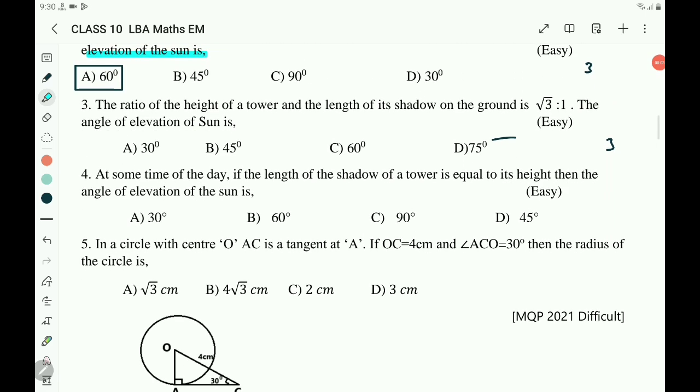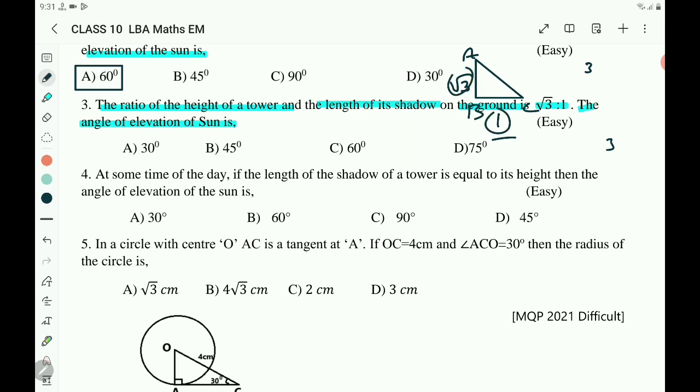Question number 3. The ratio of the height of a tower and the length of its shadow on the ground is root 3 is to 1. The angle of elevation of the sun is. Here the ratio is directly given. If you have a triangle ABC, the ratio of the height of the tower AB and the length of the shadow BC is given. The ratio between AB and BC is given. So if you take the ratio, this is root 3, this is 1.